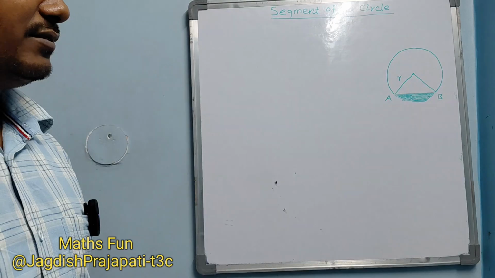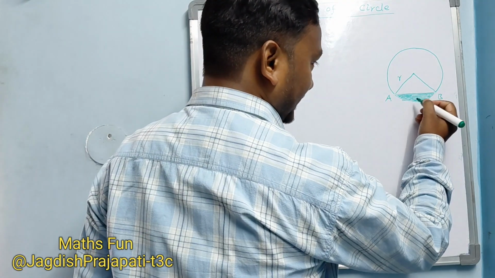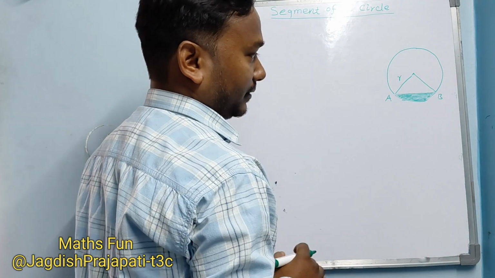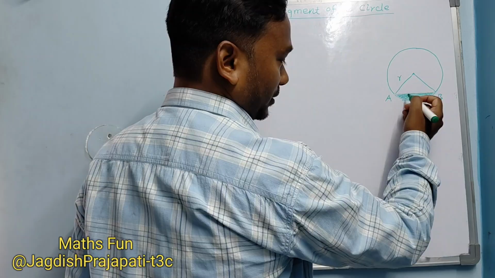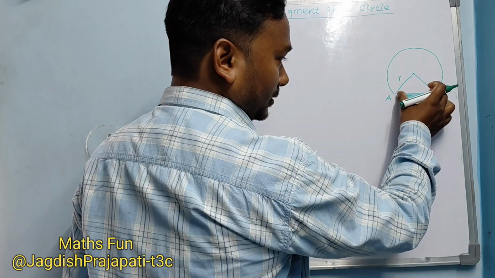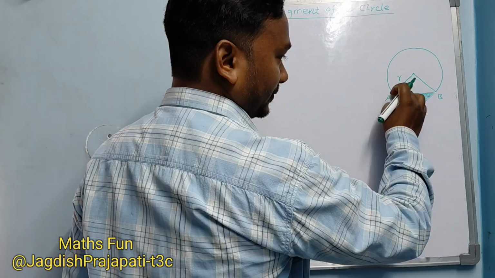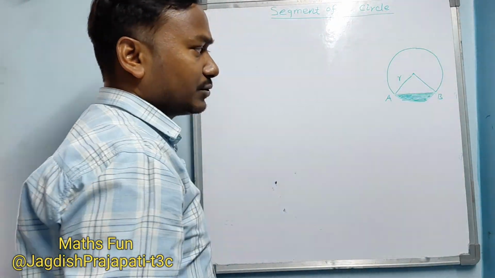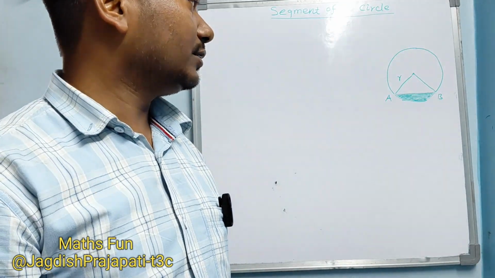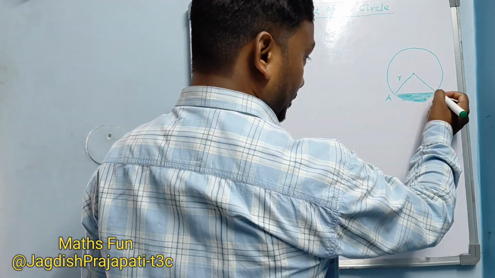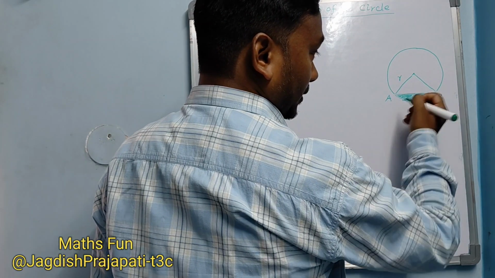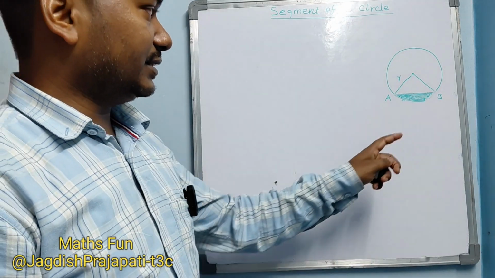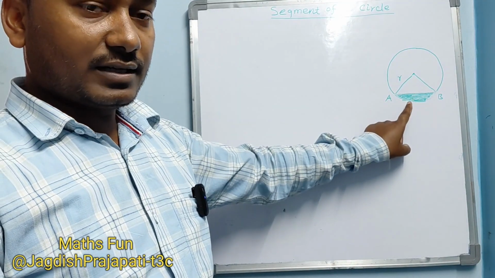Now in this case, this is the minor segment of the circle. And if you see the other part, this segment, obviously it is the major segment. So this is the segment of a circle.